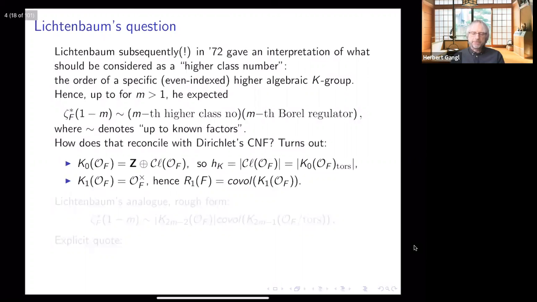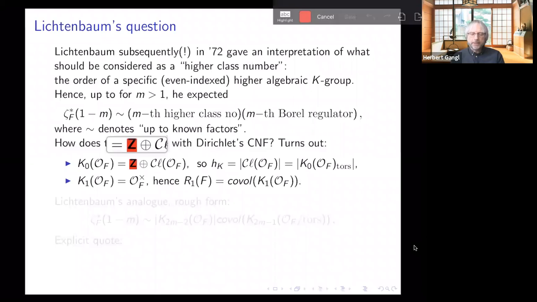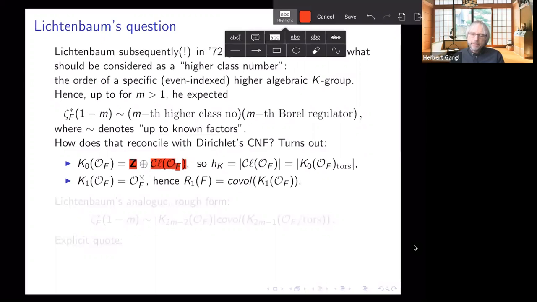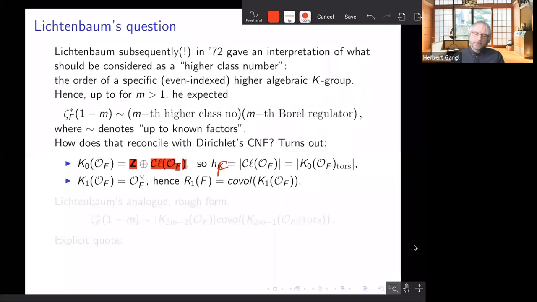It turns out that we have K0 of OF having one component, which is the rank of vector bundles in K theory, which we can ignore here. We're interested in the torsion part, which is the class group of OF. And we can interpret HF here as the size of the class group of OF, and therefore we can rewrite it as the order of K0 OF torsion.